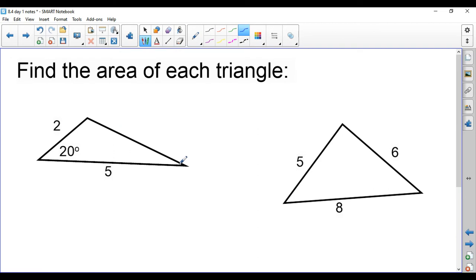Here are a couple quick examples. Basically, in each problem, you're first going to decide, am I using 1/2 AB sine C, or am I using Heron's formula? You're going to write the formula with the numbers plugged in, and then go to your calculator. These should be pretty quick.